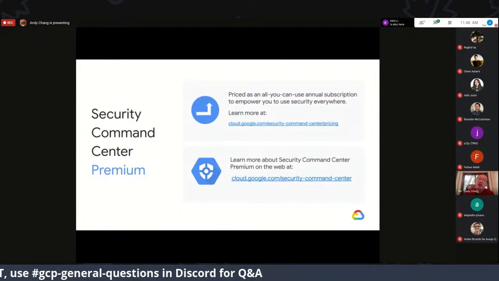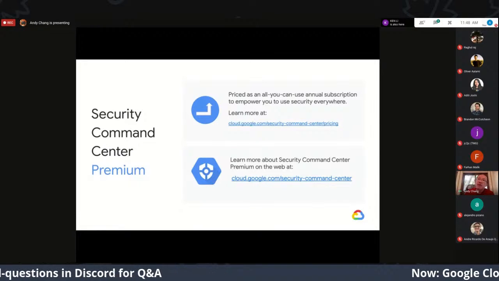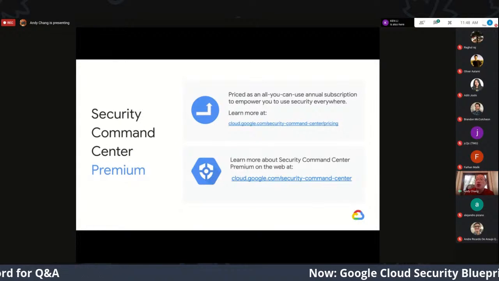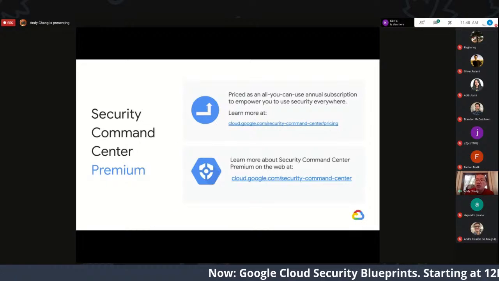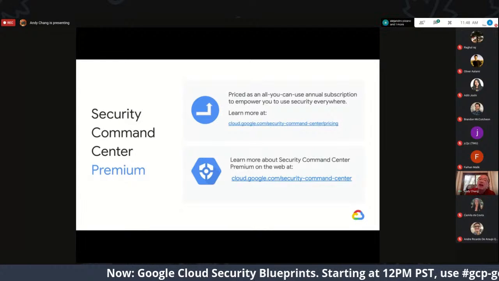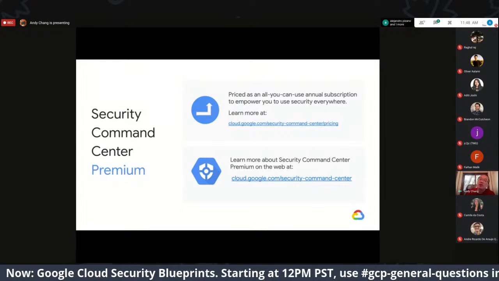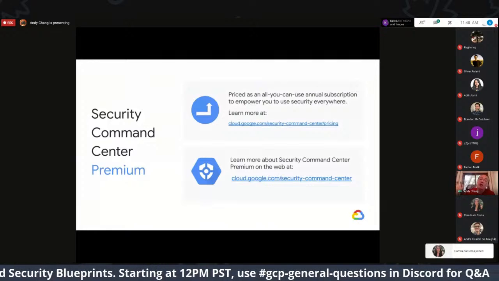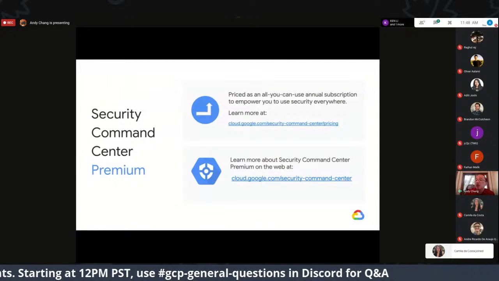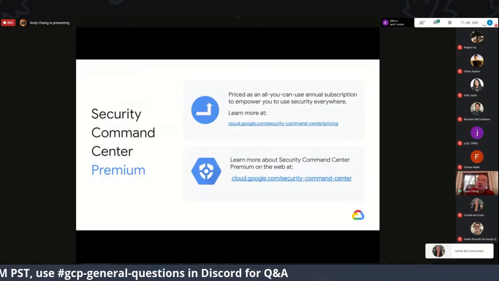And so we have a unique pricing model for Command Center Premium for your organizations, which is all-you-can-eat. You buy a subscription for Command Center Premium, and that service is available to you irrespective of how large you grow. And so that's unique. So it's not a usage-based model. It's actually a fixed-price subscription model.